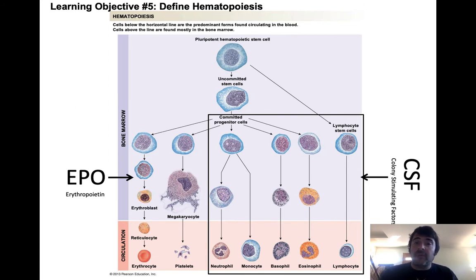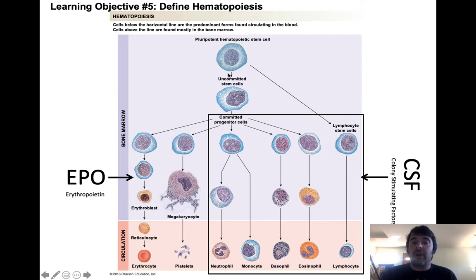Now, within the plasma, we have different cells. We call those cells formed elements. Now, those formed elements are produced via a process called hematopoiesis, which means the formation of blood, right? Poiesis is the formation or generation of, and heme pertains to blood. O is the combining form of the word, so blood making. That's what hematopoiesis means.